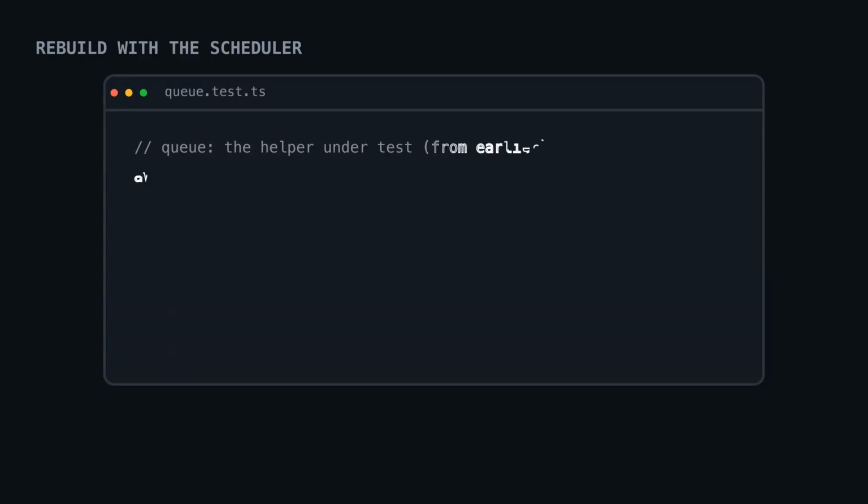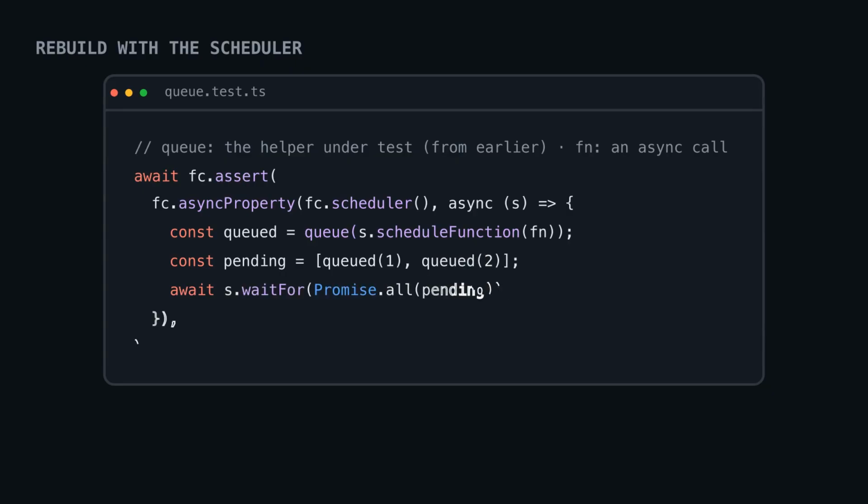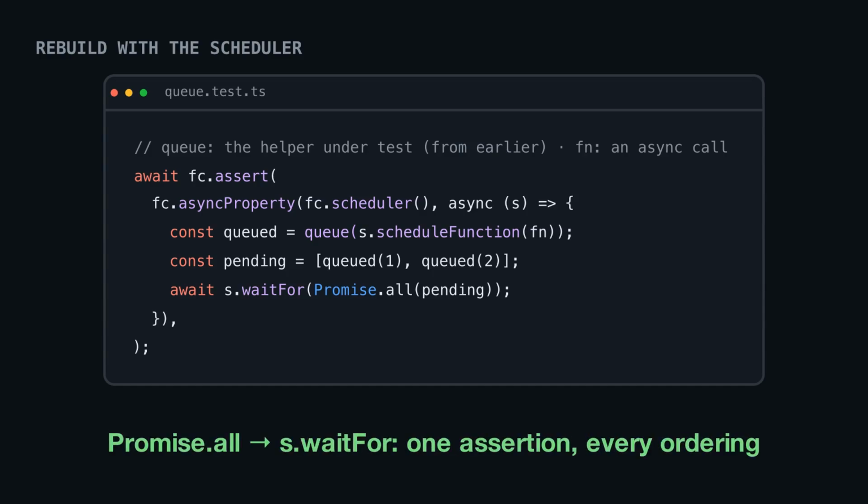Let's rebuild the test with it. We open with fc.assert around an async property. And the property takes a scheduler, s. We build our queue around the scheduled function. We fire call 1 and call 2, collecting the results as before.